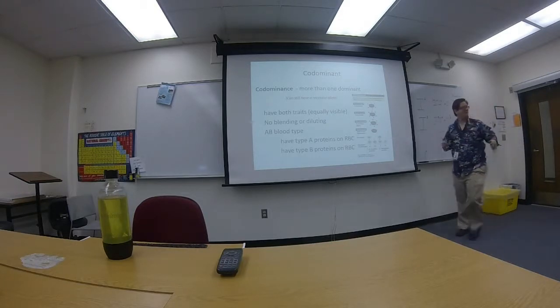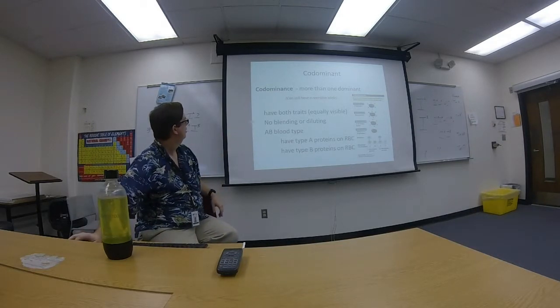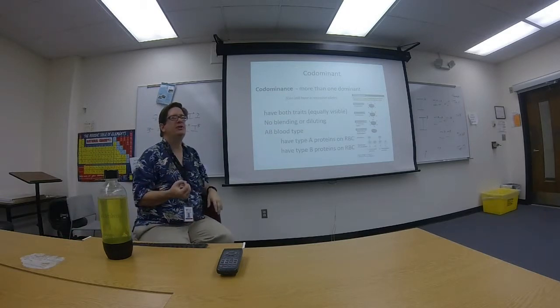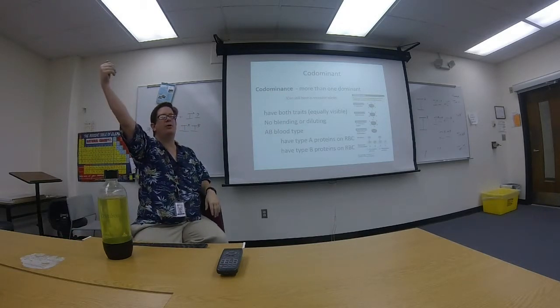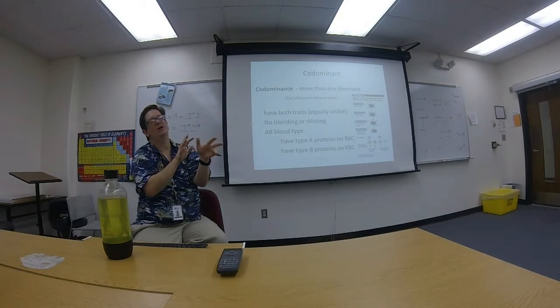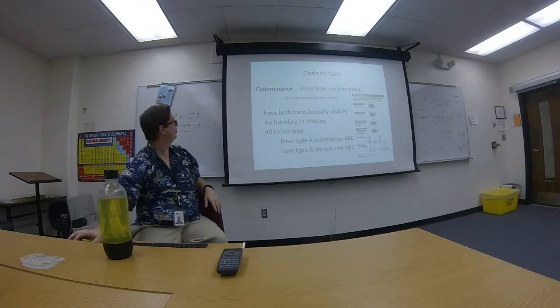Anyway, you got it. There's this powerful... So, codominance. Both traits can be equally visible. There's no blending or diluting. This is the difference. When we had incomplete dominance, we had a red flower and we had a white flower, and we bred them together and we got some of those kind of washed out red. It was a pink, right? It looks sort of like blending or diluting.